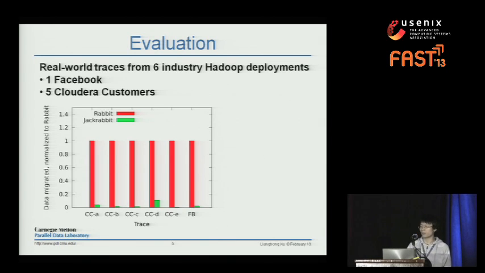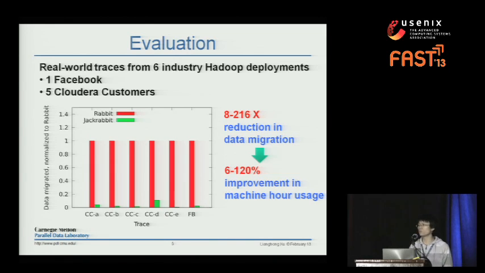So lower is better. The red bar shows the result for Rabbit, and the green bar shows the result for JackRabbit. You can see that JackRabbit significantly reduced the data migration overhead by a factor of up to two orders of magnitude, and that will result in a 6 to 120% improvement in machine hour usage of the system. I will conclude my talk here, and I'm glad to answer your questions.